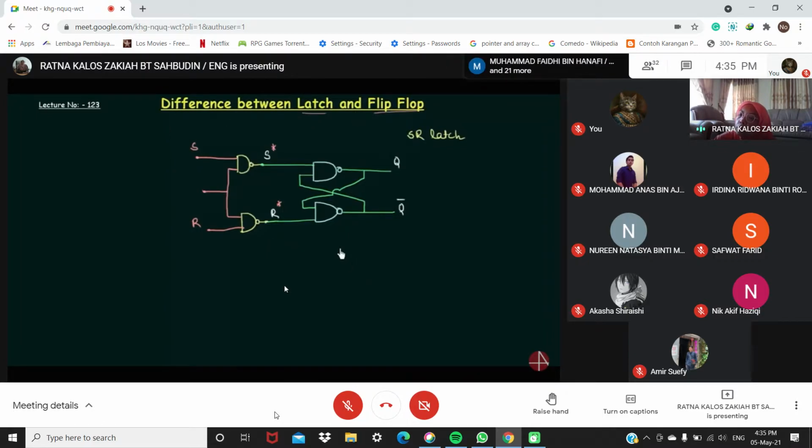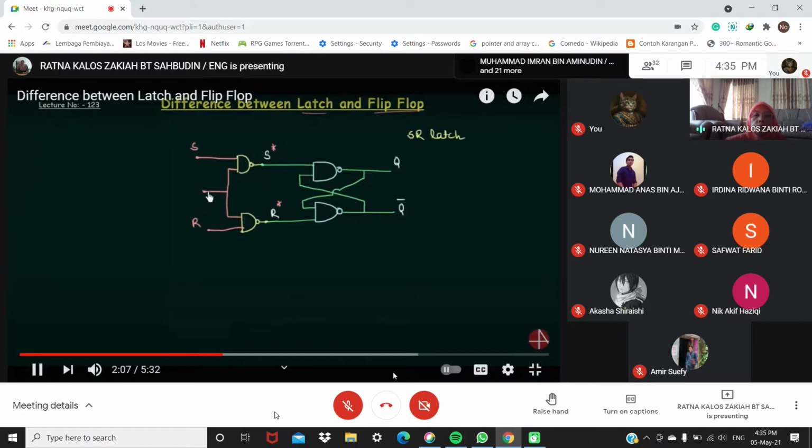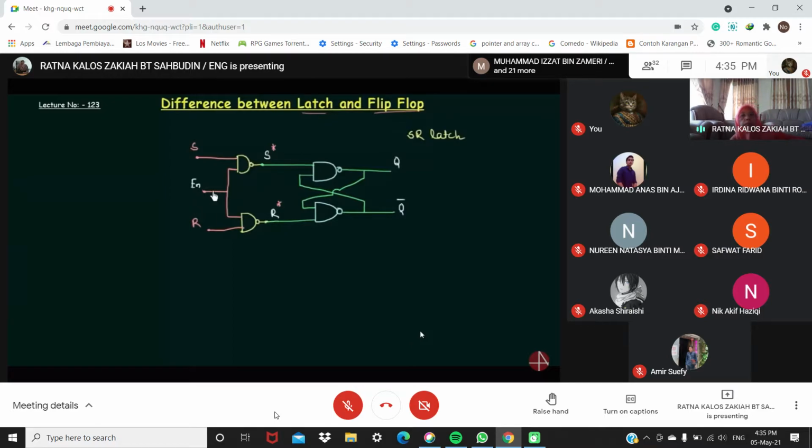So let me tell you one thing. This circuit that I made can be used as a latch as well as a flip-flop. Let's see how we can use this circuit for the latch. The only thing that decides whether the circuit is acting as a latch or as a flip-flop is this control input. If this control input is not a clock, just enable, whenever this is high, the latch will operate. So when this is enable, it means that it is level triggered. It is sensitive to the level triggering.